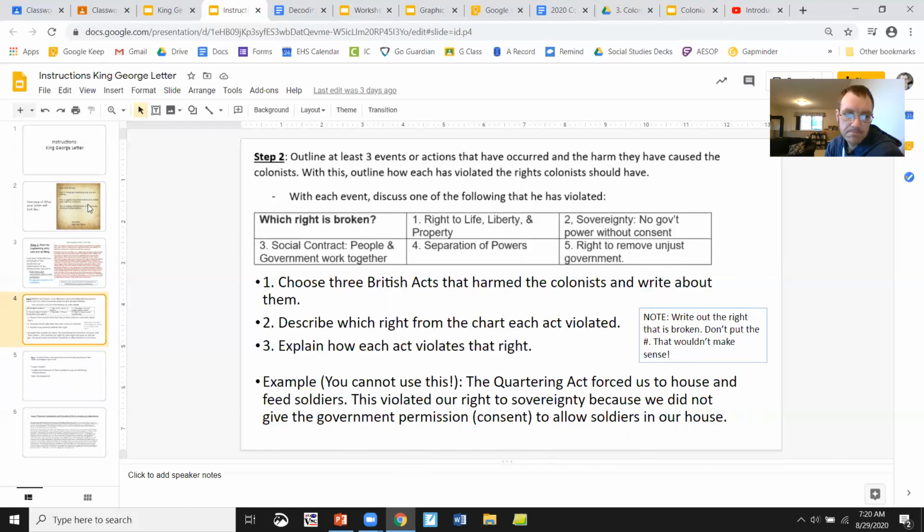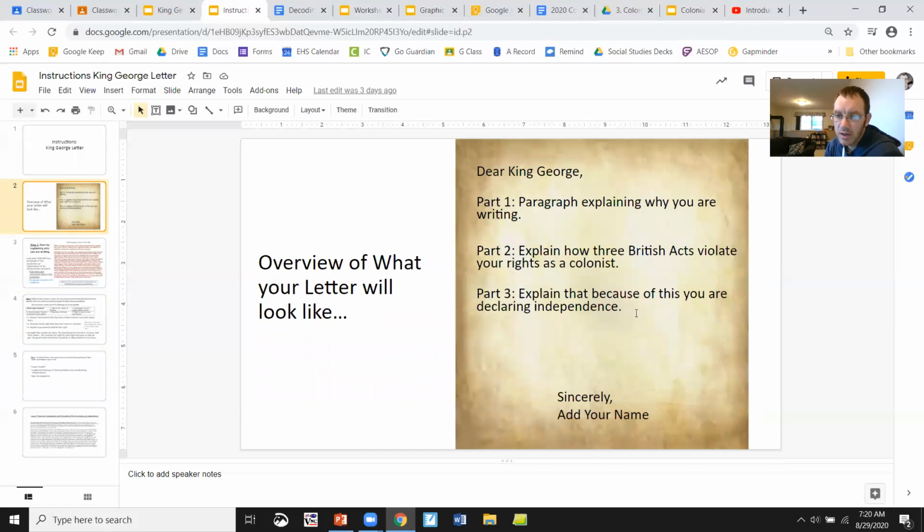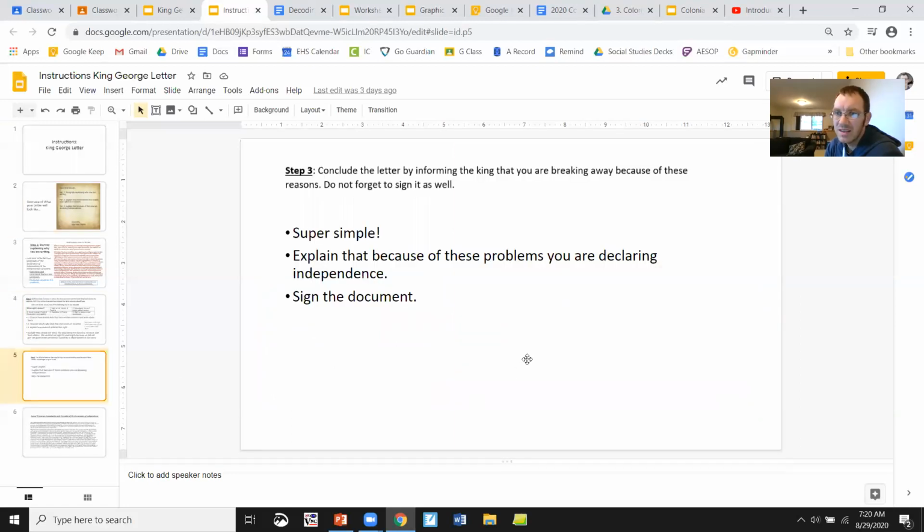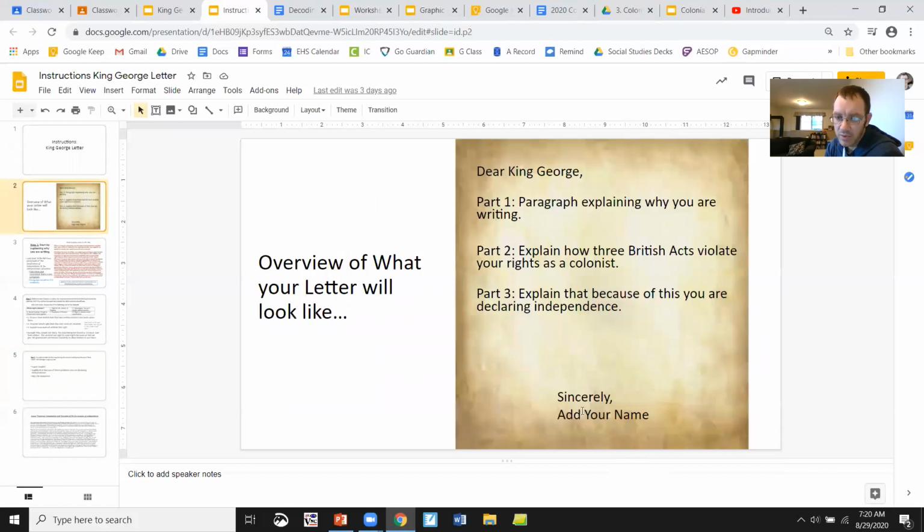The third part, explain that because of this, you're declaring independence. This is super simple. This is the easiest one of all. Basically, you're saying because you as a king have done these terrible things to us, we are breaking away, we are creating our own government. And then you'll sign the document like we have up here, sincerely, and add your name.